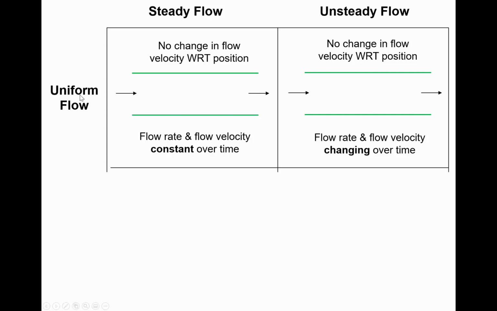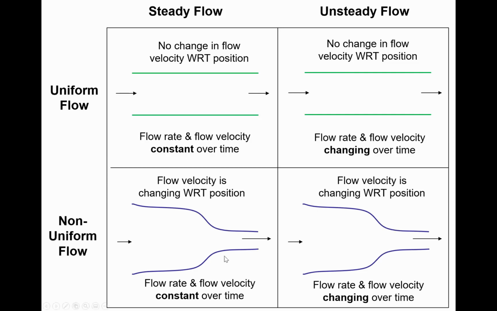Unsteady flow that is uniform would be, this is a pipe where the flow in and the flow out are equal. The reason we have this straight wall pipe is just to illustrate that there's no change in velocity with respect to position. But if it's unsteady, then that could mean that an hour from now, the velocity in and the velocity out are greater than they are at this particular instant in time.